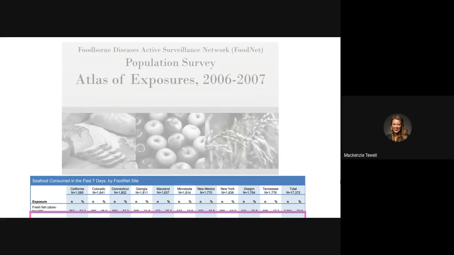So the FoodNet Population Survey shows that about 28% of Americans would be expected to eat shrimp within the past 7 days. The Arizona Food, Animal, and Water Exposure Survey, or FAWS data, is another resource available to you, and it shows that about 22% of Arizonans ate shrimp in the past week.